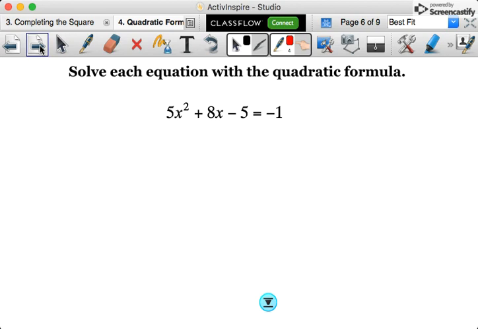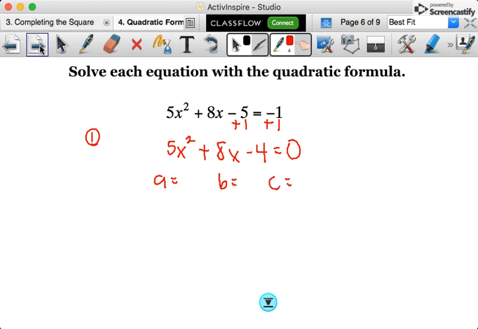So I'm going to look at this and think I need to first put this in standard form. So I'm going to add 1 to both sides. So this will give me 5x squared plus 8x minus 4, and this should equal 0. So I've now put it in standard form. What I'm going to do now is separate what's my a term, what's my b term, and what's my c term. If you remember, the a term is simply the number, so this would be 5. My b term is simply the number, this is 8. And I get that from here. And the c term is just a negative 4.